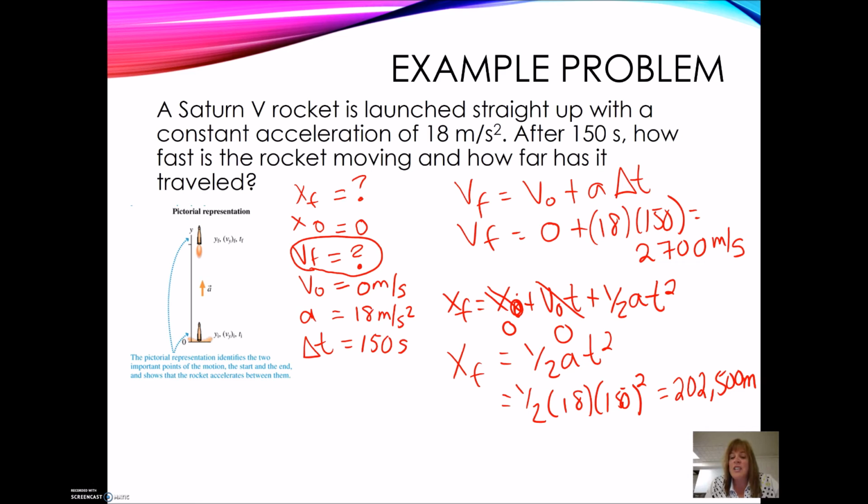Now, we could have actually even used the other equation, right? This equation, v final squared is equal to v initial squared, plus, that's supposed to be a plus, 2a delta x, right? We could have used that equation as well because I have all of that information. So either one would have worked. We just would have had to do more rearranging with that second one.